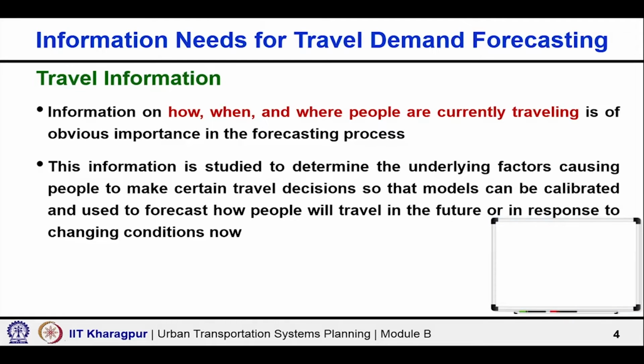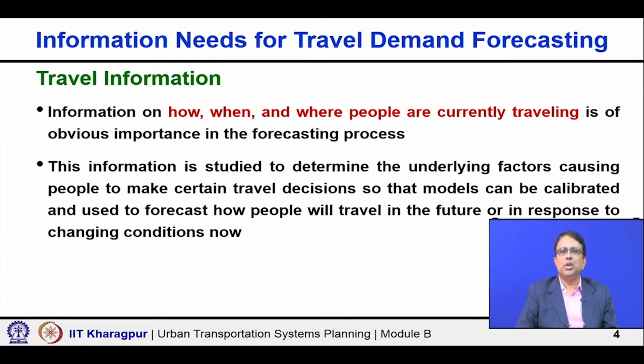We talked about the distribution, we talked about the mode choice, we talked about the traffic assignment. In all cases we need information such as how, when and where people are currently traveling. This information is studied to determine basically the underlying factors causing people to make certain travel decisions.